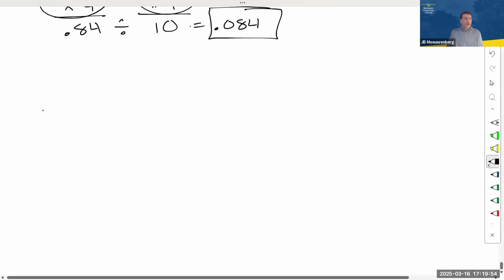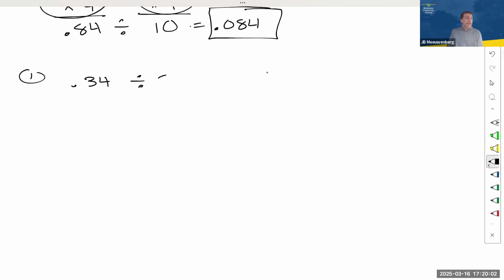So it's your turn to try these. Try 0.34 divided by 50 and try 0.16 divided by 200. Again, challenge yourself to do these in your head first.